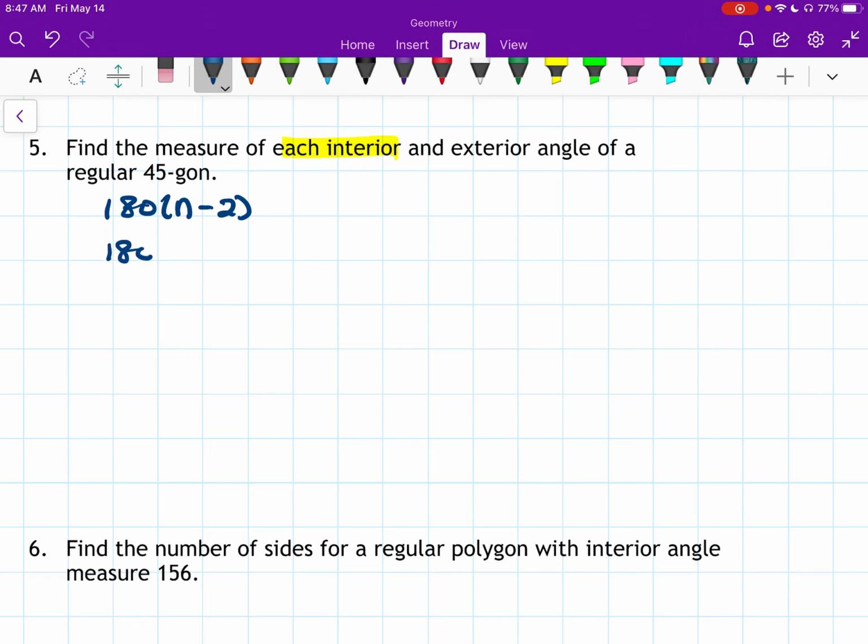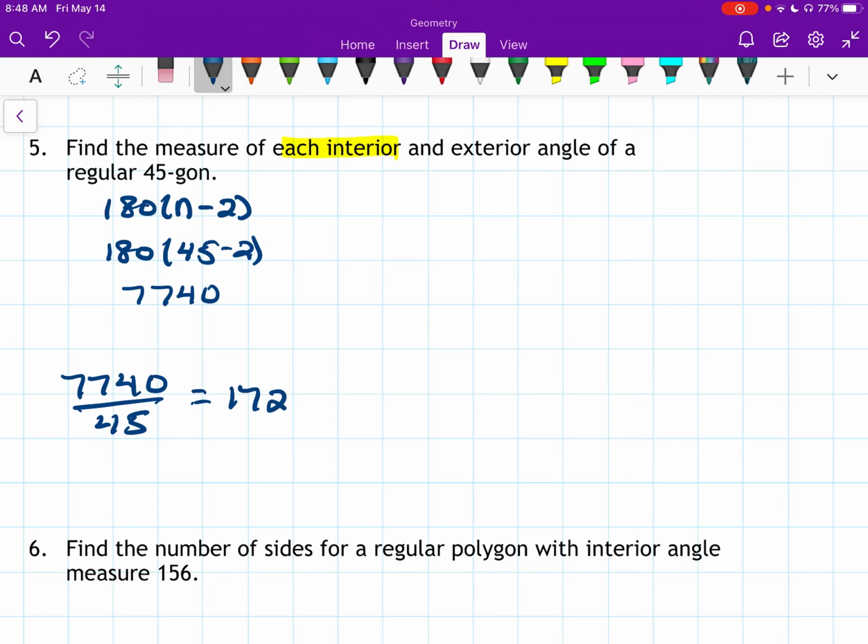So I'll say 180 times 45 minus 2. So 180 times, that's going to be 43. This gives me 7740. So that's the sum. Now I need to divide it by 45 to get each individual angle. So I'm going to say 7740 divided by 45 equals 172 degrees. This is an interior. So we've done half the problem now.